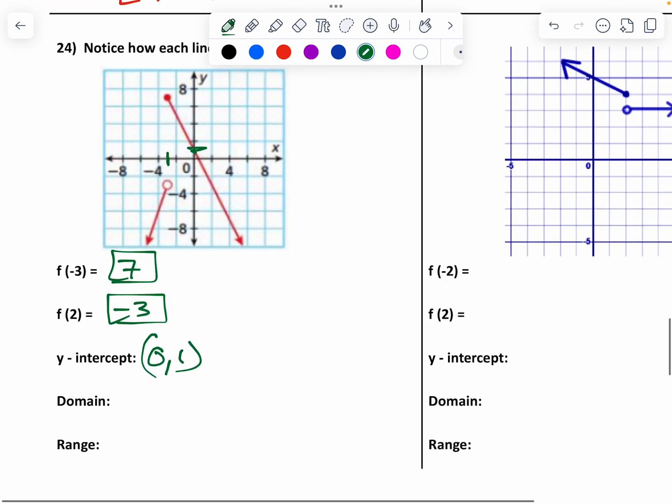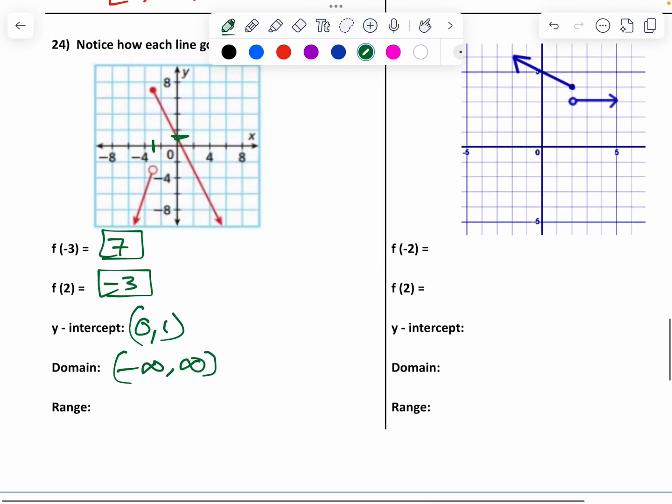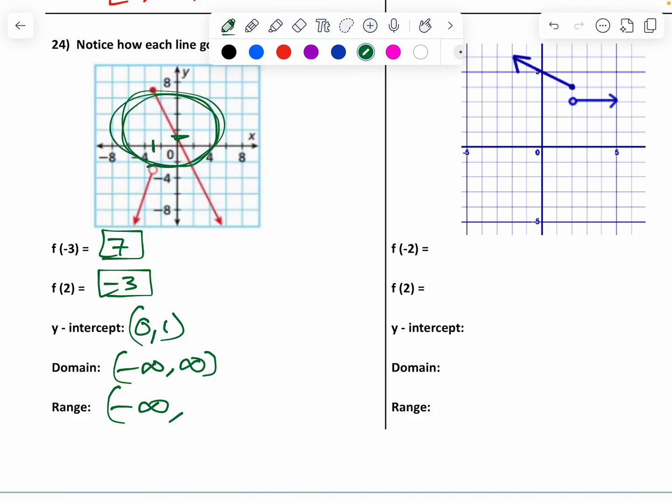And domain, left to right forever again. Nothing really weird there. And then range, again, think bottom to top. So these arrows are pointing downward, so it's going down forever. And when it goes up, it stops right here, but it really doesn't. See, again, that's not actually a gap between the y values because it's included on this one.